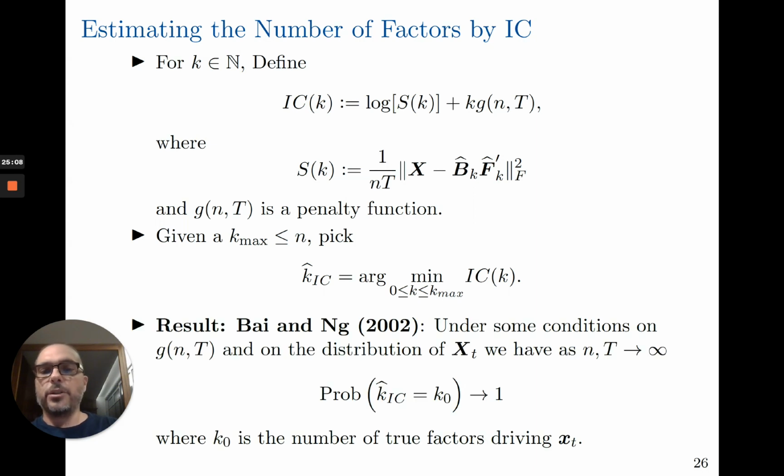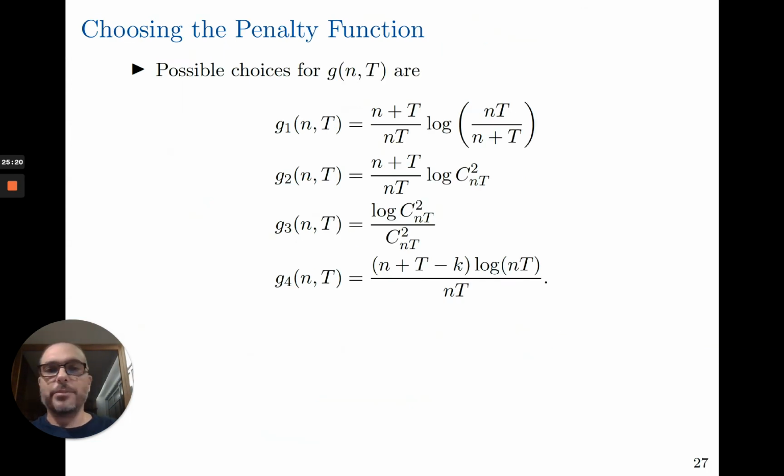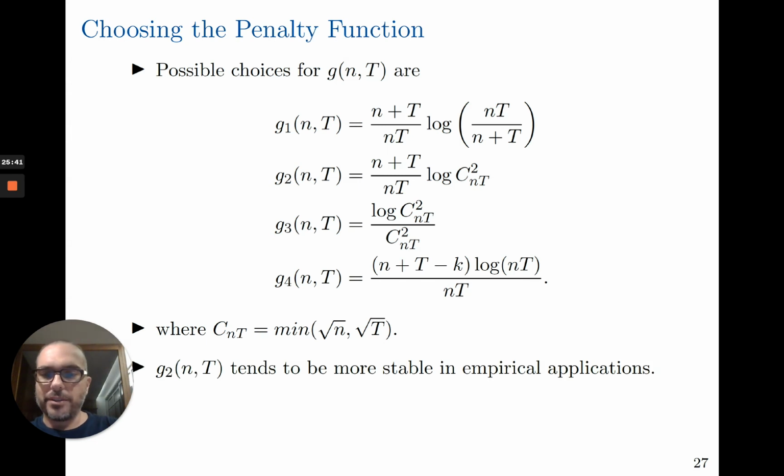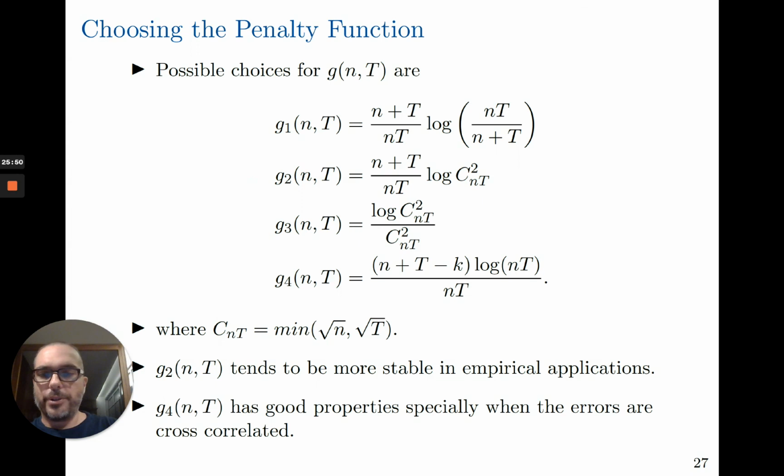And there's this result by Bai and Ng showing that if there is a true number of factors, using the IC we can asymptotically find the right number of factors. There are a number of penalty terms, where C_NT is the minimum between square root N and square root T. Usually in practice, you look at all of them and see if there is some divergence. Usually, in my experience, they all converge to the same number of factors, although Bai and Ng say that the second one, G2, gives more stable results in empirical applications.